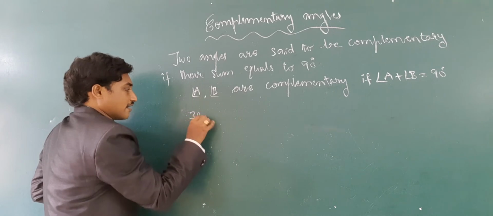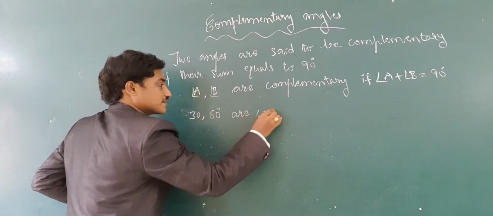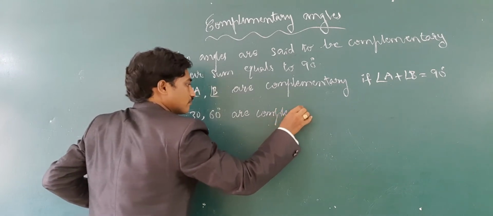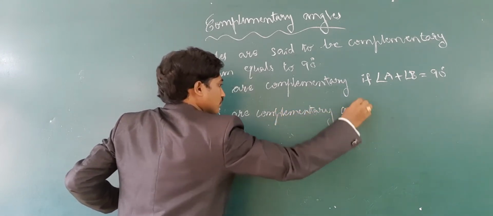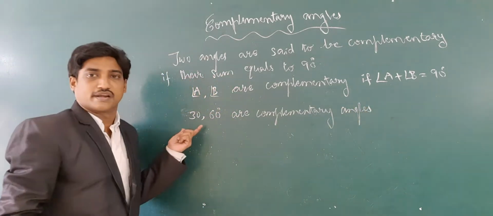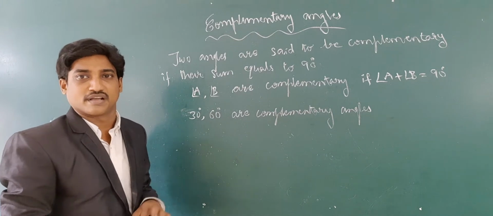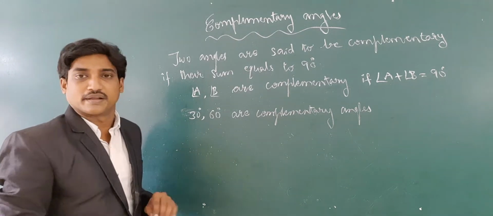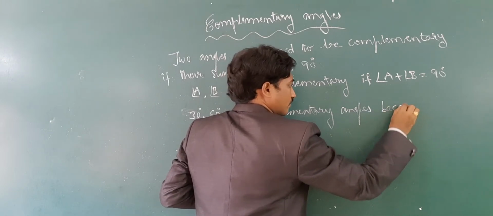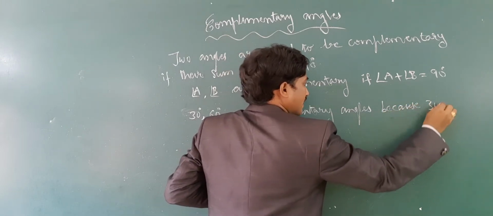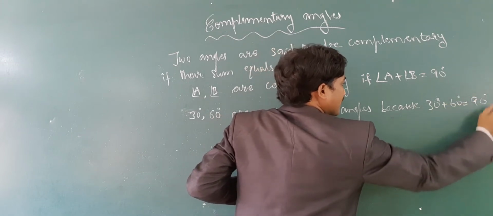30 degrees and 60 degrees are complementary angles. The complementary angle of 30 degrees is 60 degrees, and the complementary angle of 60 degrees is 30 degrees, because 30 degrees plus 60 degrees is 90 degrees.